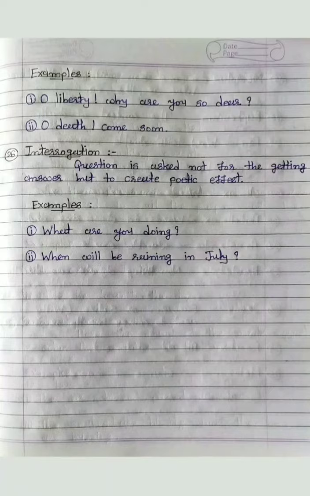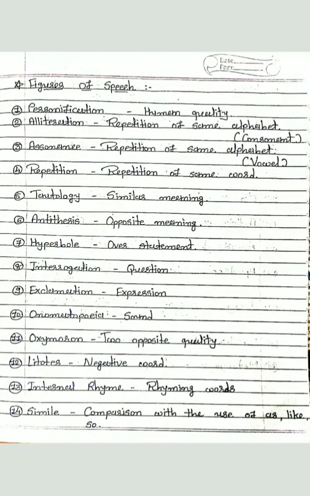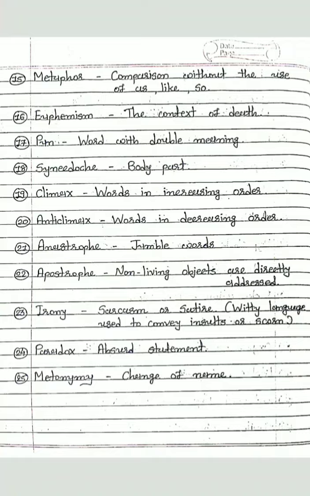For example, what are you doing? And the second example is, when will it be raining in July? So these are questions asked not for getting an answer but to create a poetic effect in the poem. So when a question is asked in a poem, that is interrogation. So our topic, figures of speech, is completed over here. At the end, I'll give you some short definitions of figures of speech, which will be very helpful for you to remember all the figures of speech easily, and it will be very helpful in your examination.